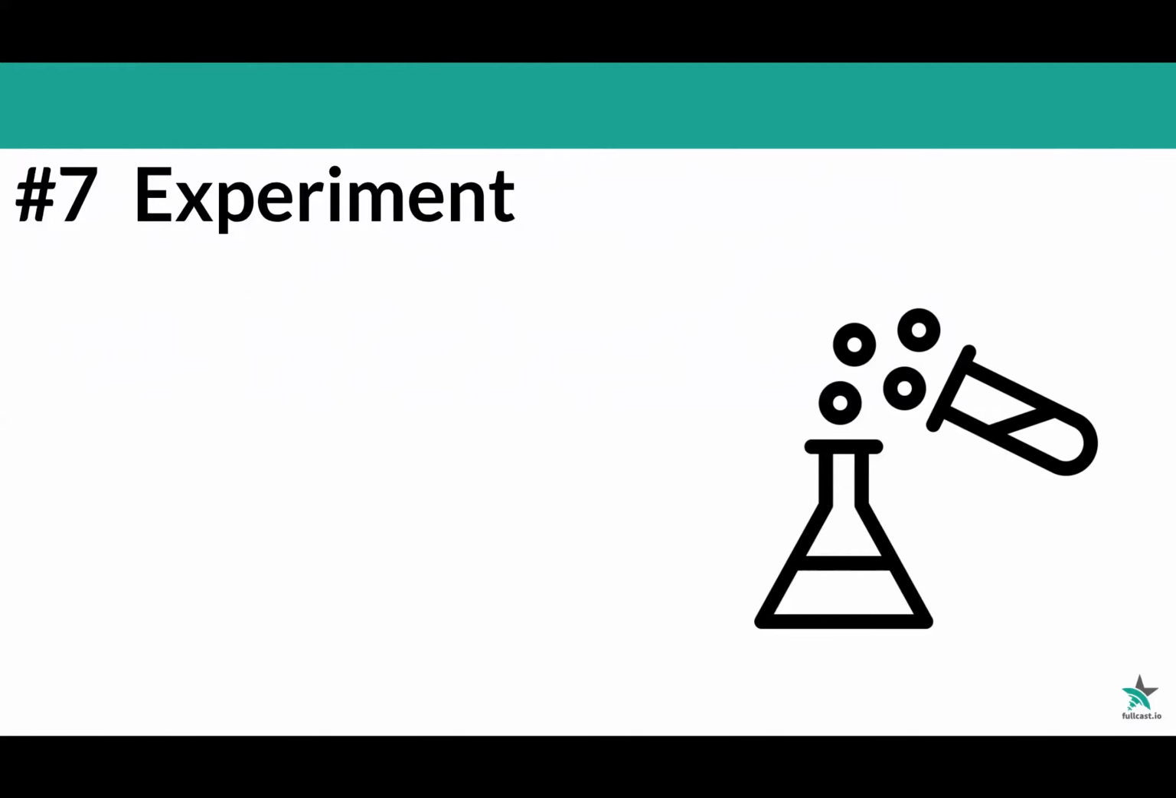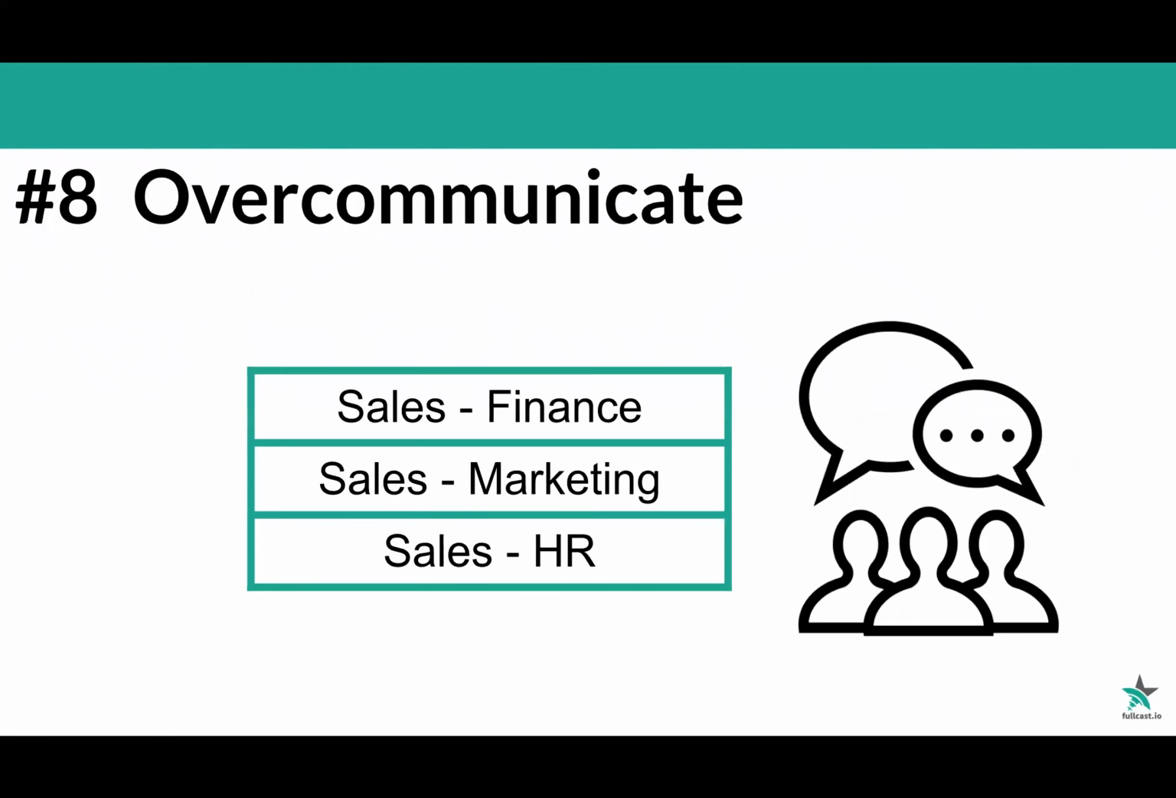So experimenting is definitely something that you want to think about as you're going through your sales planning process. Don't be afraid to do it. Make sure you're doing it in the right way. Don't experiment on the entire business. Try a small area, and if it works, bring it to the rest of the business. If not, you didn't lose anything, but you learned a lot along the way. Tip number 7, experiment. Tip number 8, over communicate.